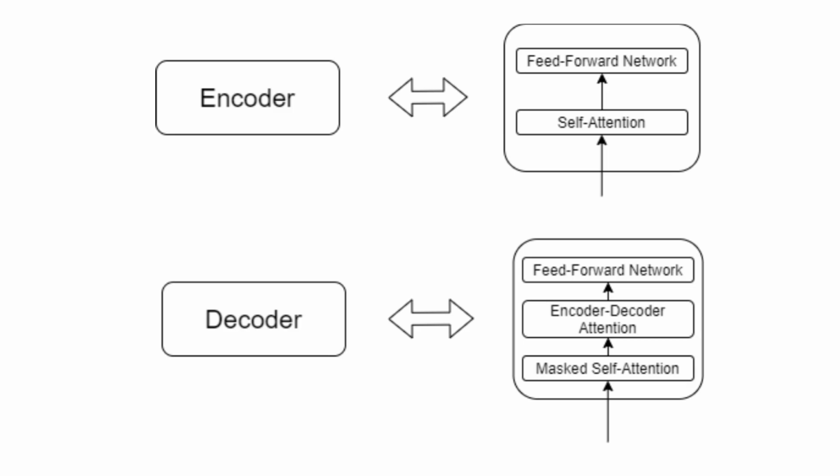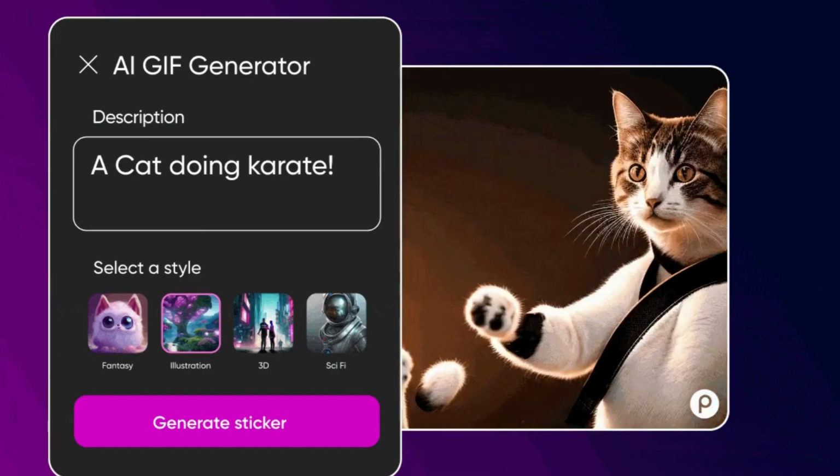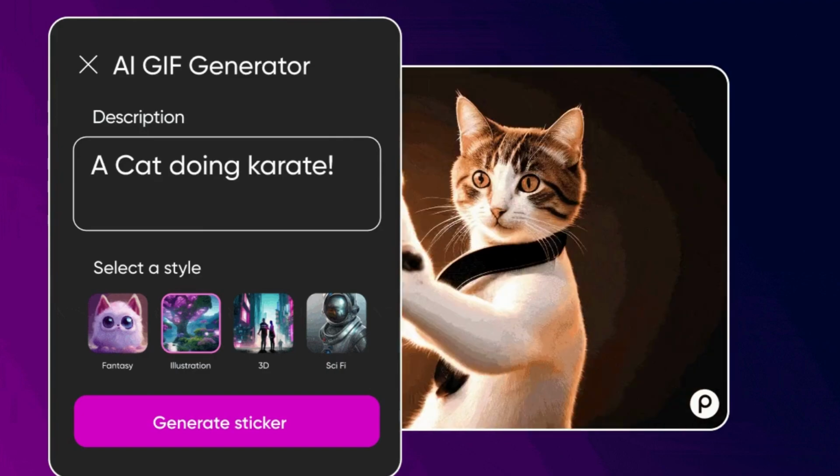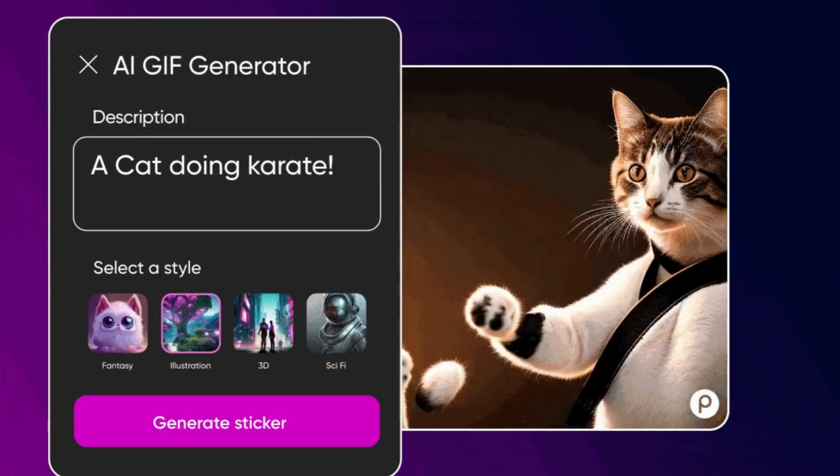We take the text input and encode it into the latent space. Then we can take a decoder that decodes the latent vectors into an image. This is how we are able to generate images from text descriptions.